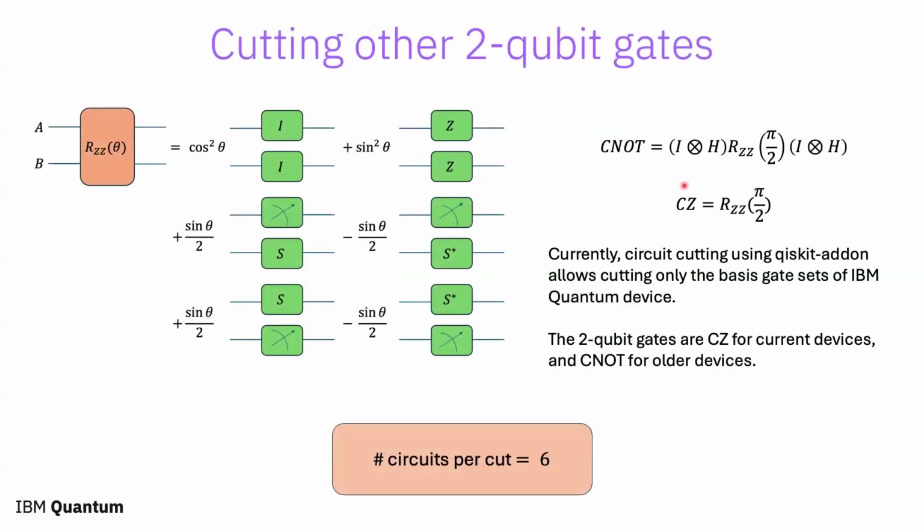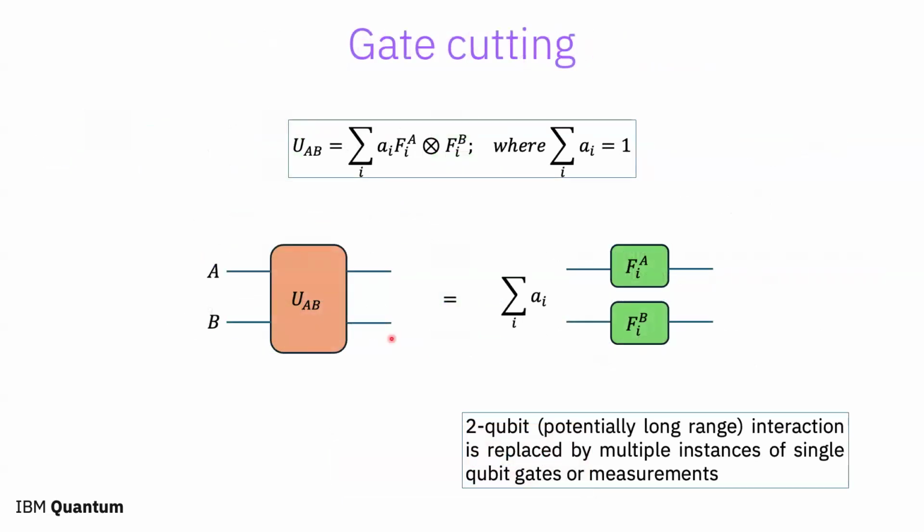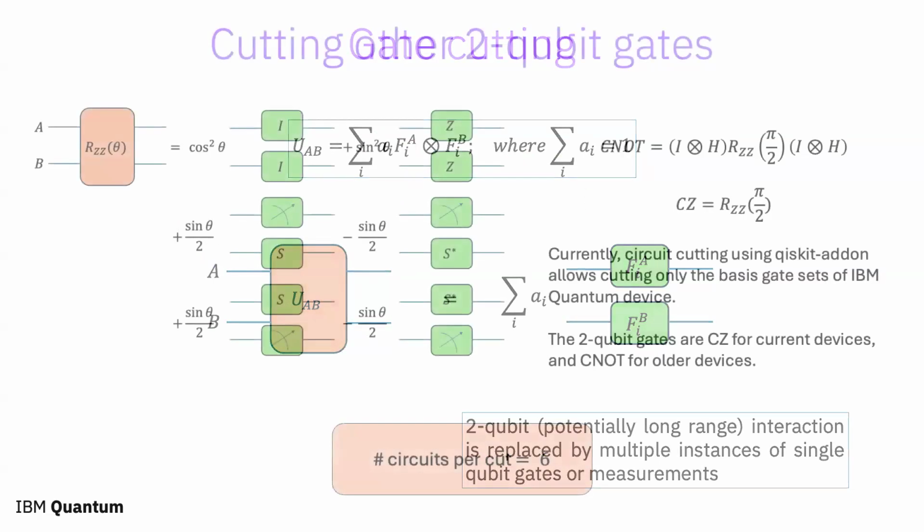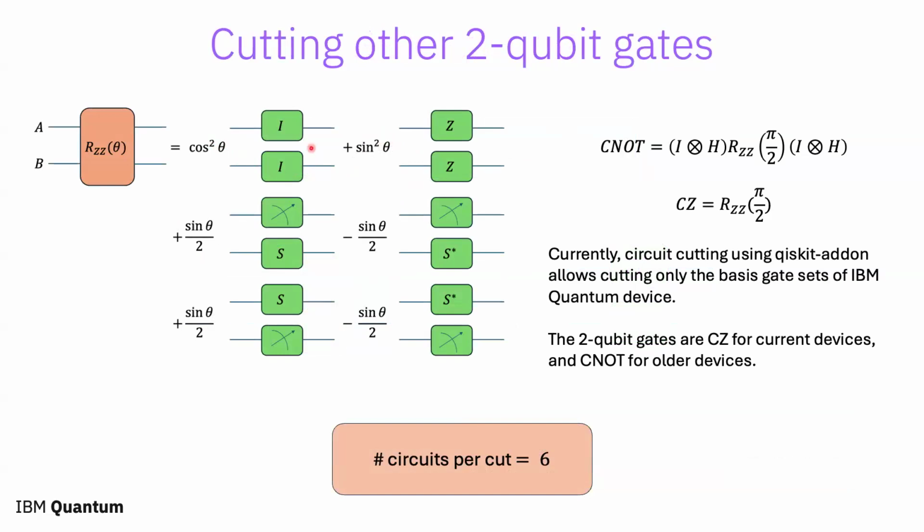However, it's very obvious from here, depending on the value of theta, these coefficients can be positive or negative. So this is not a probability distribution. This is what we call a quasi-probability distribution. So if you want to sample with this probability, you need to take the absolute value of this. You can still sample with this probability. You can run these circuits, but what you lose is the sign information.